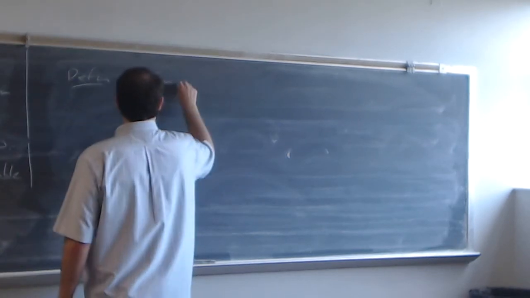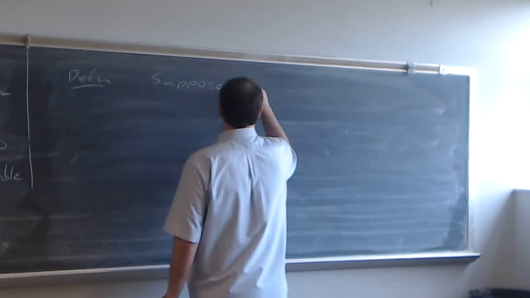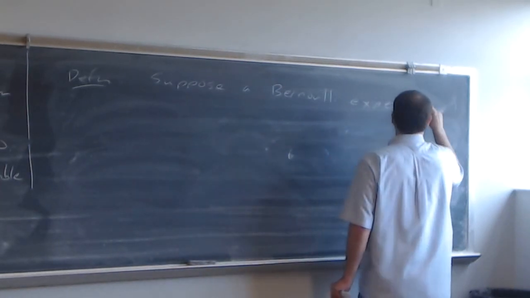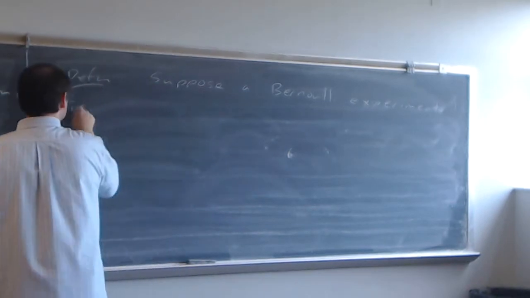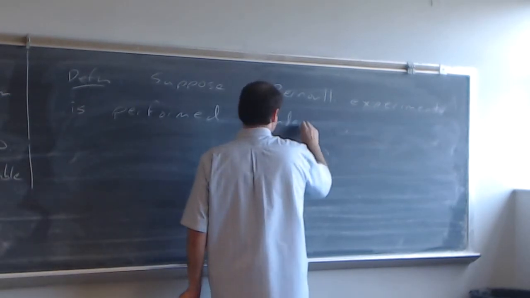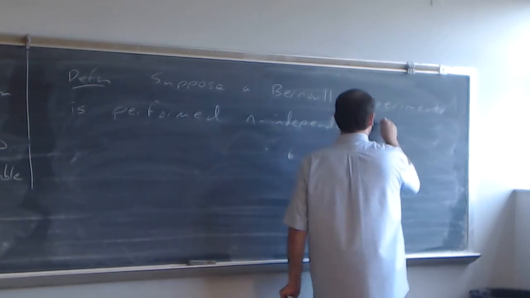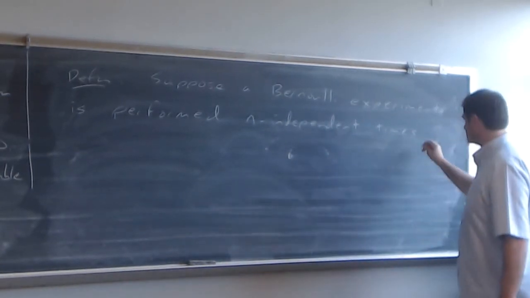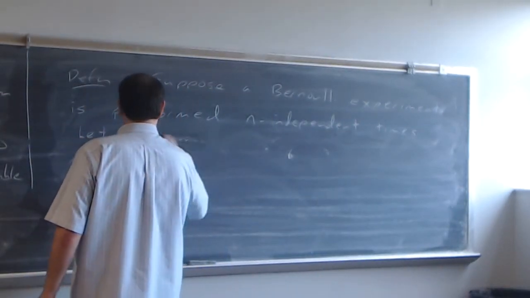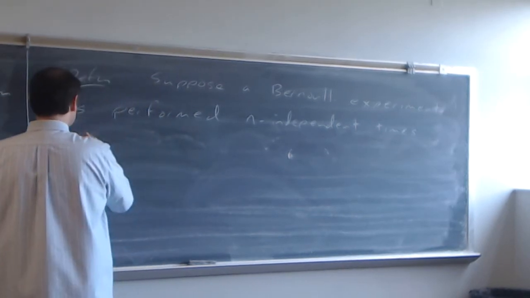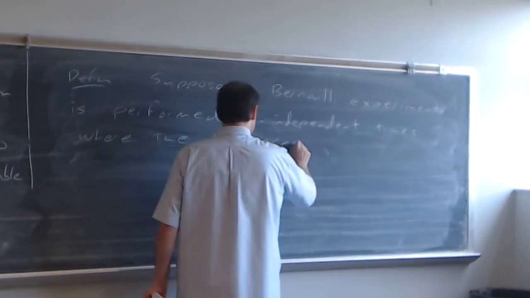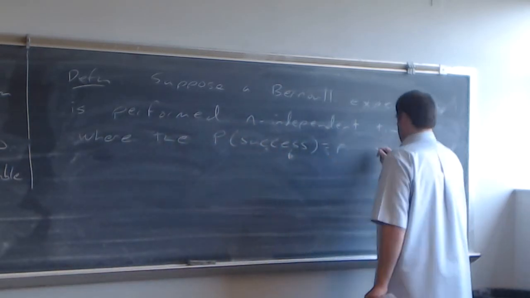Definition. Suppose a Bernoulli experiment is performed n independent times, where the probability of success equals p in each trial, each time it's done.